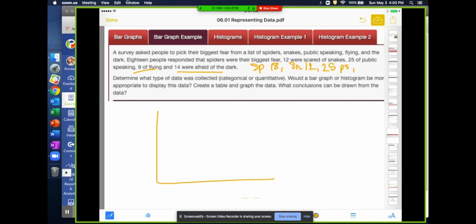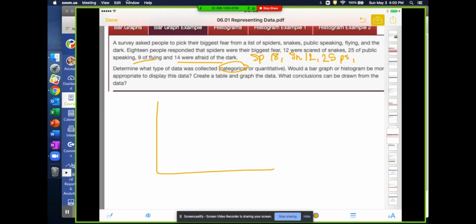I could use a dot plot, but this is going to be a lot of dots. I have to do 18 dots, 12 dots, 25 dots. So I'm going to do a bar graph since it's categorical data. Across the bottom, the x-axis, I'm going to do my categories, just shortened. So spiders, SP, snakes, SN. Then we have public speaking. Then we have flying, and then D for dark.